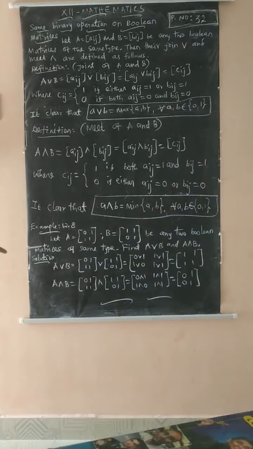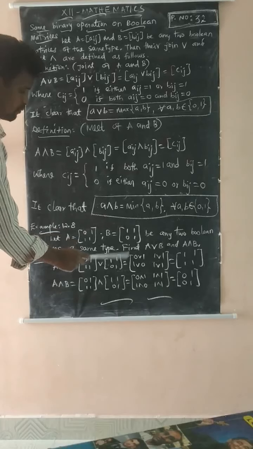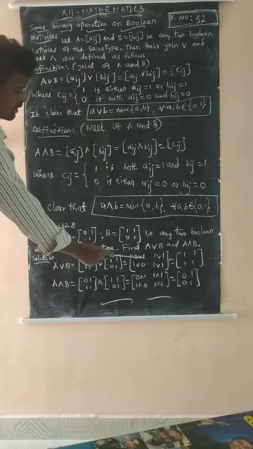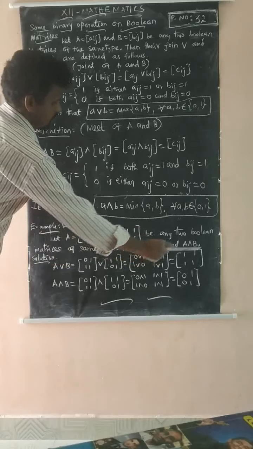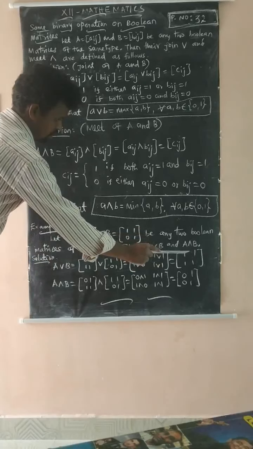Solution. A join B is equal to matrix A joined with matrix B. So 0 join 1, 1 join 1, 1 join 0, 1 join 1. Join means maximum of a comma b. Which one is maximum? 1. Here maximum 1, here 1, here 1. That is, A join B is the matrix C, that is 1 1 1 1.